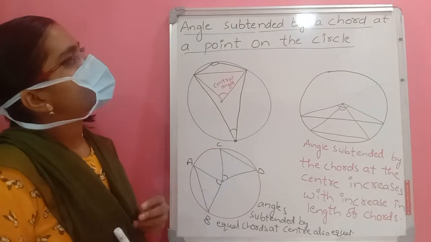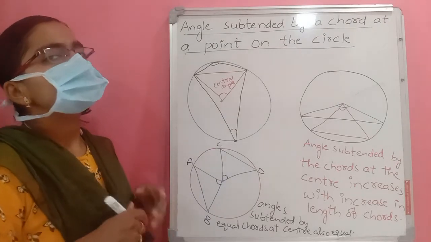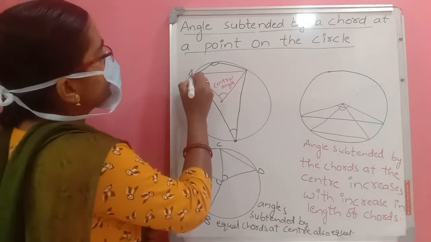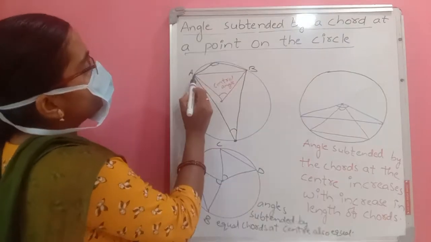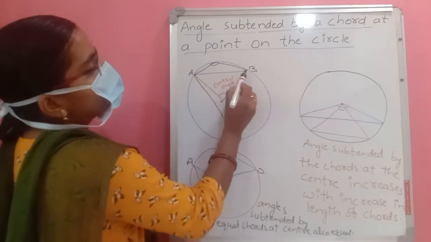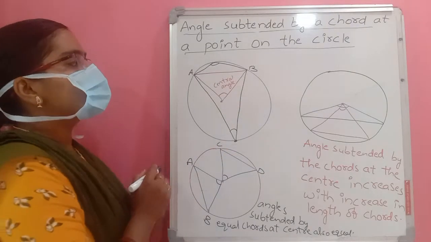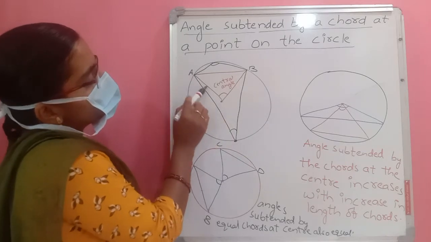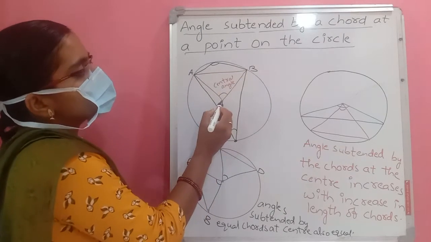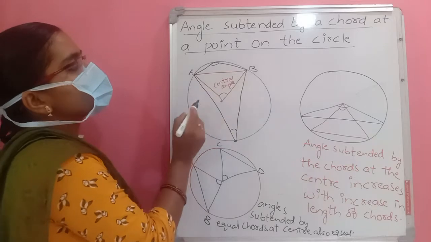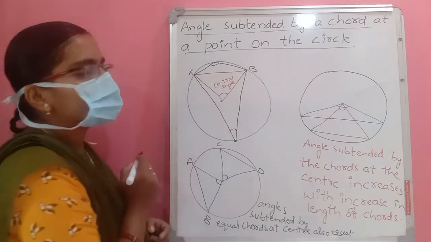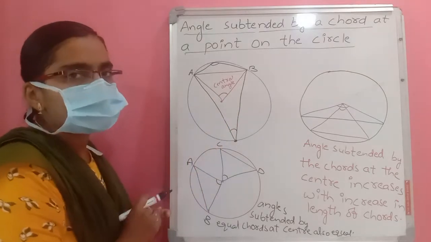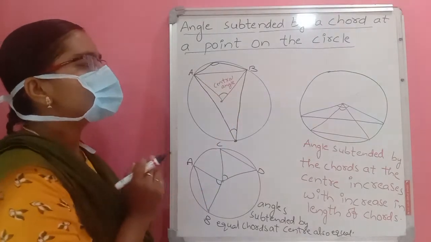Next, angle subtended by a chord at a point on the circle. If you take a chord here, AB, AB is a chord, the red color line. This chord subtends an angle at the center. By joining two lines from the ends of the chord to the center, you get an angle at the center. That angle is called the central angle of the chord AB.